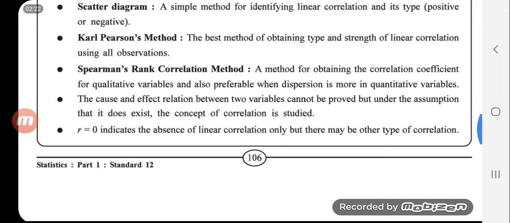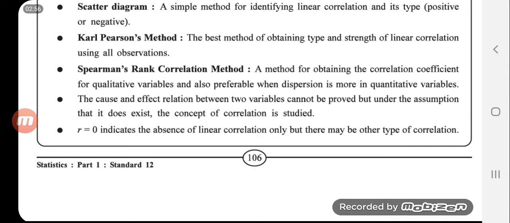Next is the Spearman rank correlation method. In this method we will learn to find the coefficient for qualitative variables. In Karl Pearson we were using the coefficient for quantitative variables, where numbers have been given to the quantity. Here, for qualitative variables, we will give ranks. According to the ranks we can find the correlation coefficient, and it is also preferable when the quantitative variables have much dispersion. Okay.